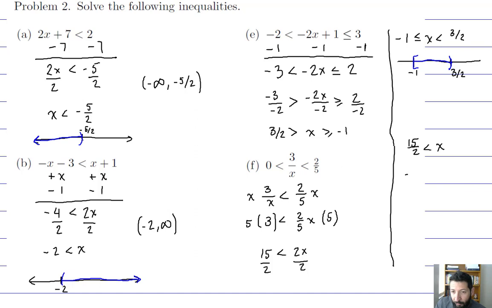And so I can draw my interval, locating 15/2, always to scale, as you know. And I'm going to go to the right because I want x to be greater than 15/2, or 15/2 to be less than x. So I just grab this part of the interval, and I write it in interval form as 15/2 to infinity.